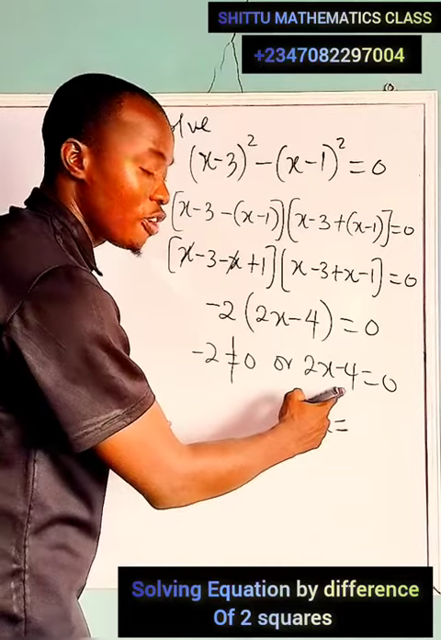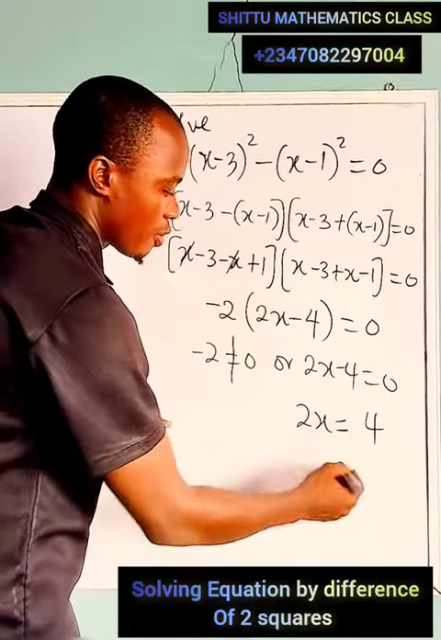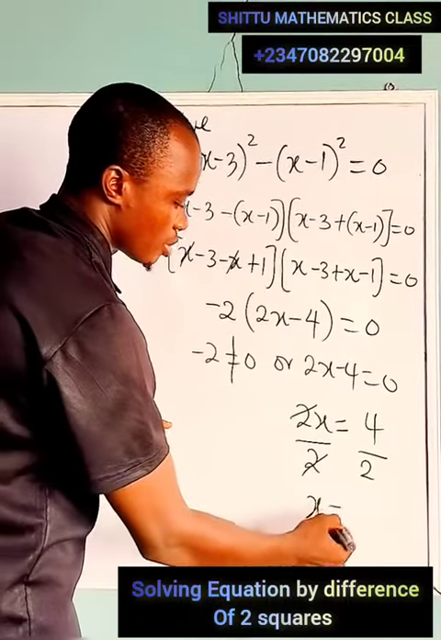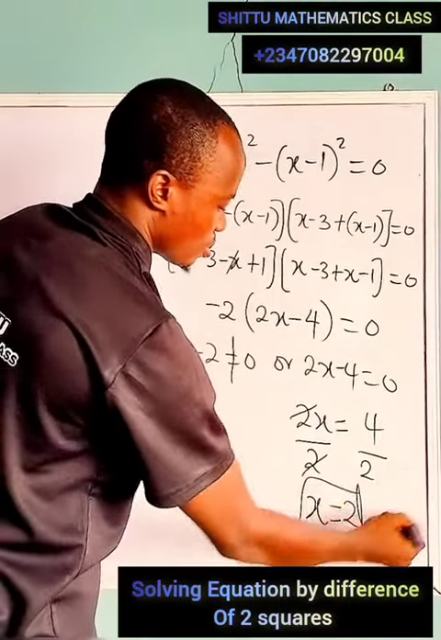I try to subtract 4 from the both sides, so I'm going to be having 4. I divide both sides by 2. This we cancel this. I have x to be equals to 2, and that is the solution to the problem.